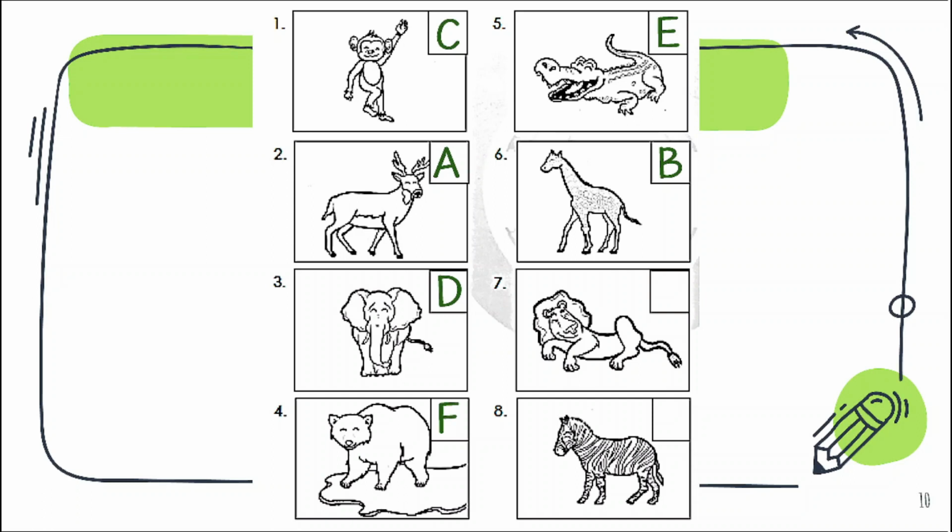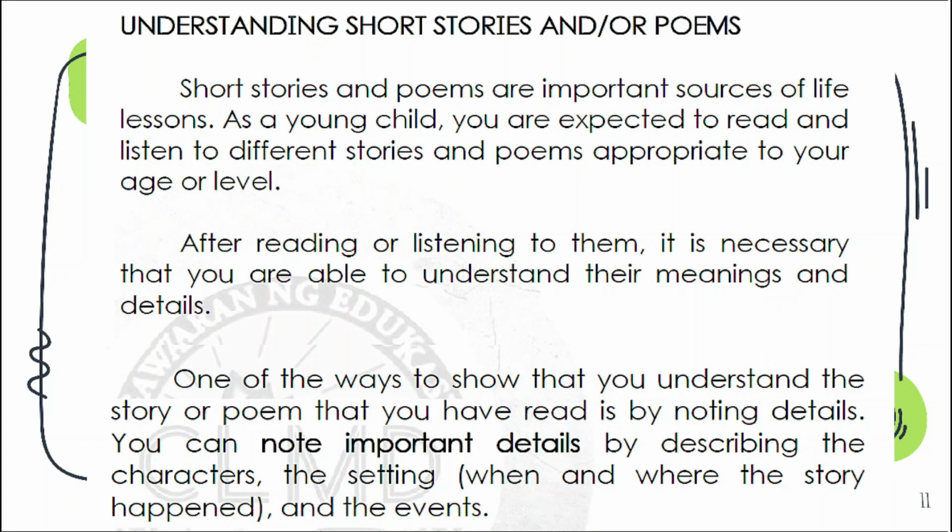Then, a zebra with stripes from head to feet. Where is the zebra? It is in number 8. Correct. So we are going to write letter G. And then the last one is a big lion sleeping in its den. It was a wonderful and amazing day at the zoo. So the lion is located in number 7, and we are going to write letter H. Very good. Let us discuss understanding short stories and or poems.